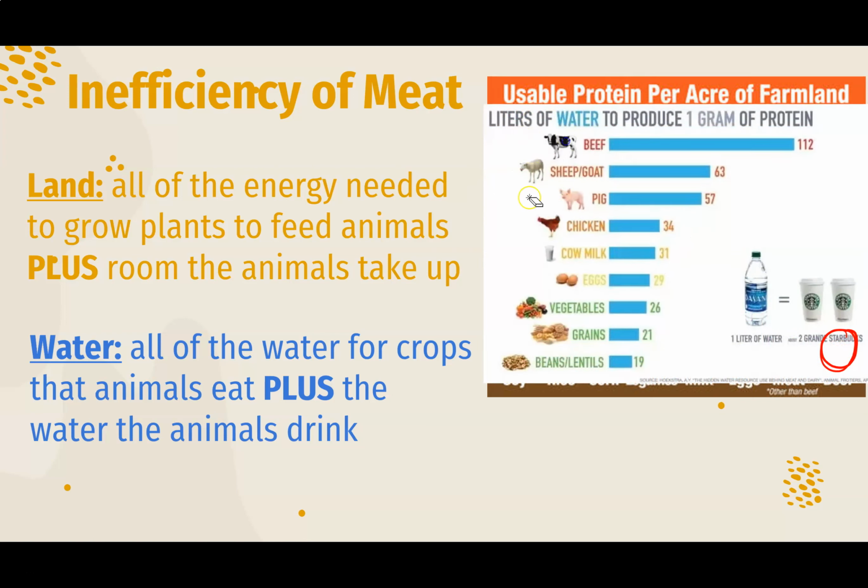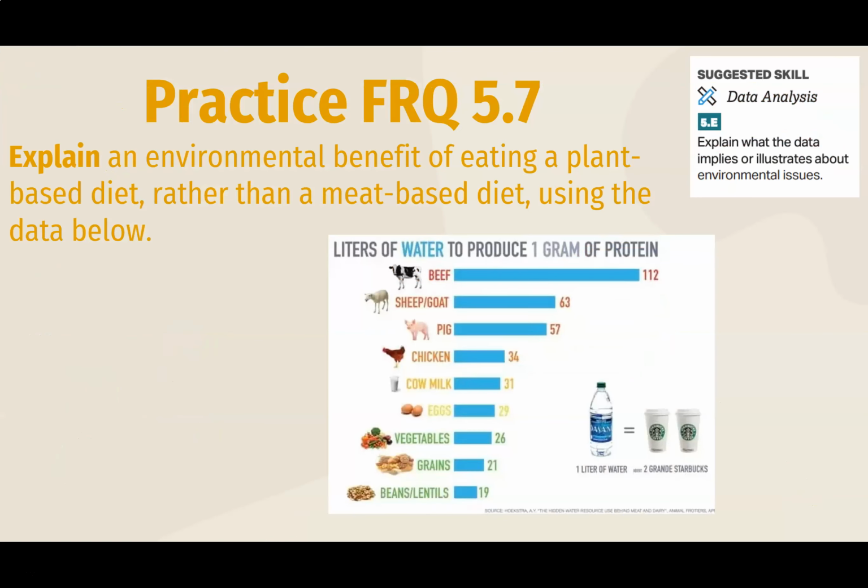Oops, let's go to this. And you can see here, once again, the amount of water needed to produce just 1 gram of protein. I believe this is in ounces. To get 1 gram of protein, you need 112 ounces of water for beef, 63, 57, 34 for all these animals. Coming down to vegetables, you can see these numbers are way smaller. So, just to give you an idea, a lot of water and a lot of land is needed.